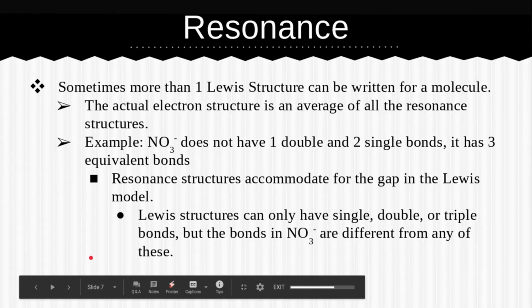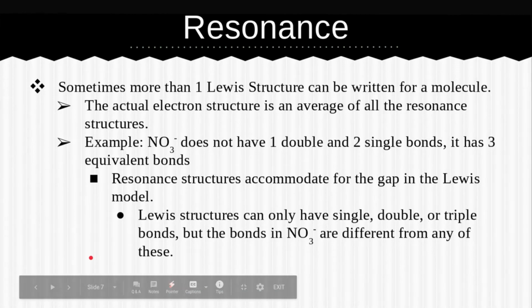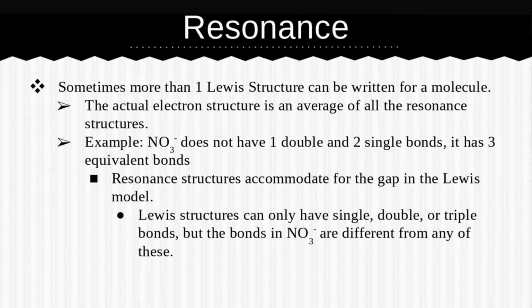Resonance occurs when you have a molecule where you can draw more than one valid Lewis structure. Typically, this happens when you have double or triple bonds in the structure. And so you wind up with multiple structures that can be drawn. When you come across something like this, you do need to draw all of the resonance structures, all of the possible structures, because the actual molecule is not just one of those structures, it's actually an average of all of them.